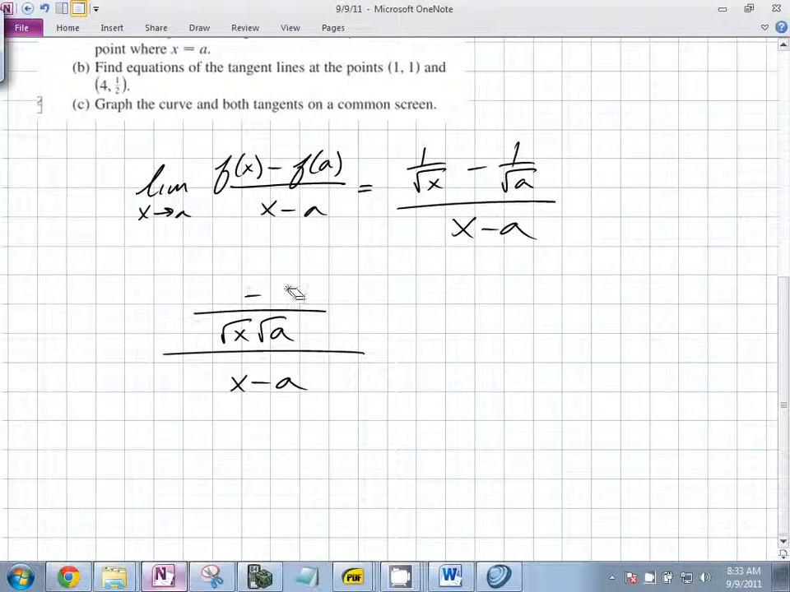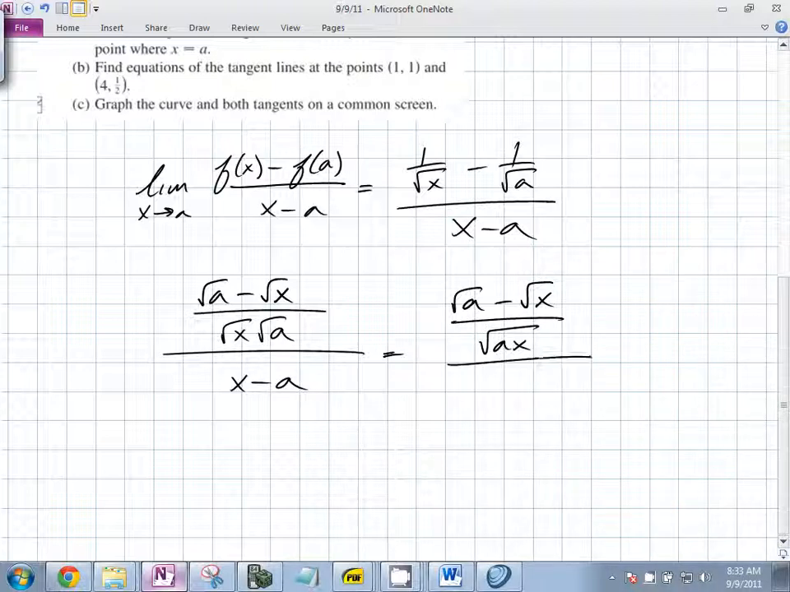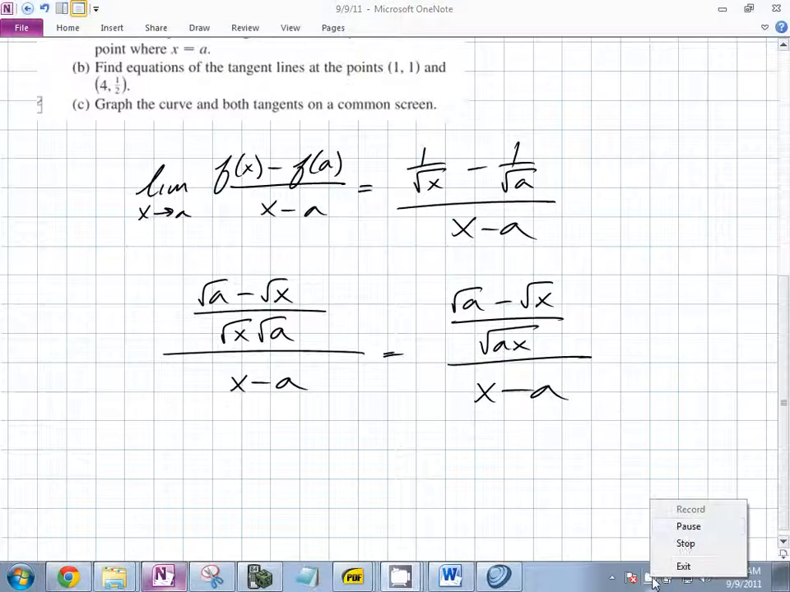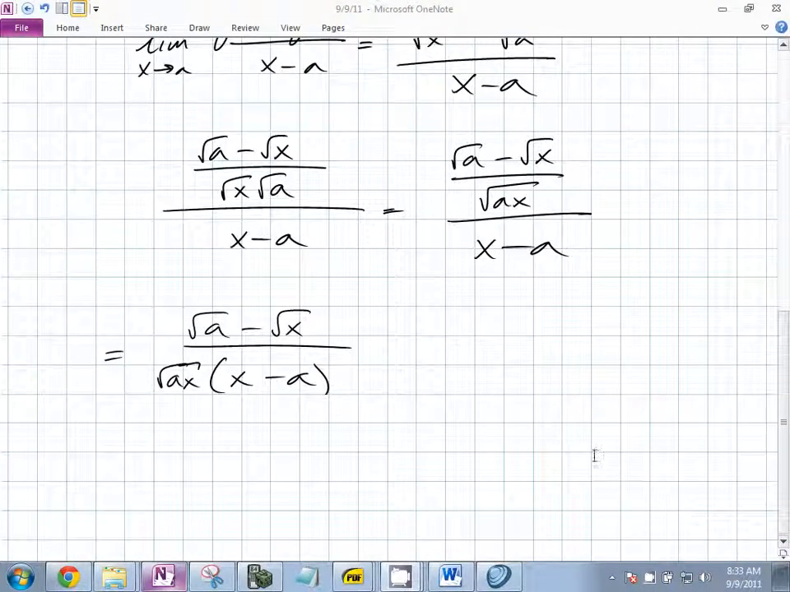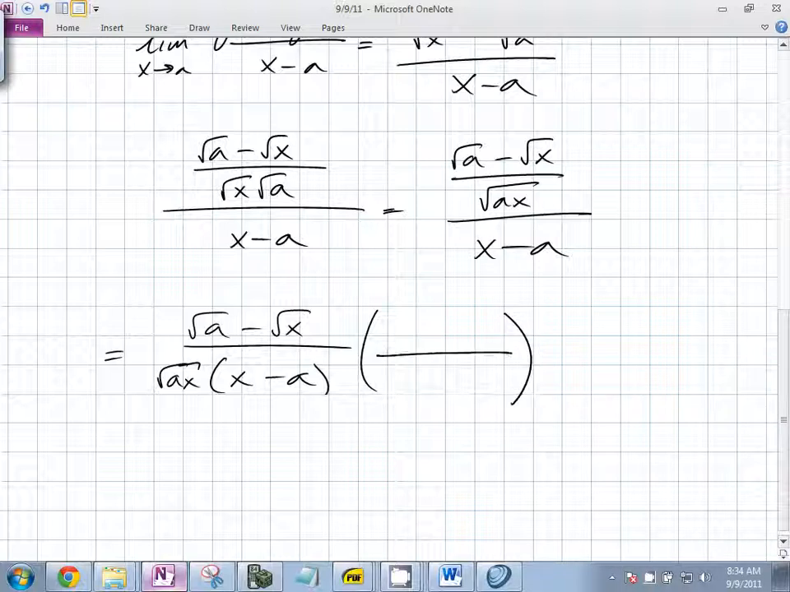Root a minus root x. So that's root a minus root x over the square root of ax, over x minus a. I'm going to get rid of those radicals, right? So what are we going to multiply by? A form of 1. Square root of what? Over square root of a plus the square root of x.